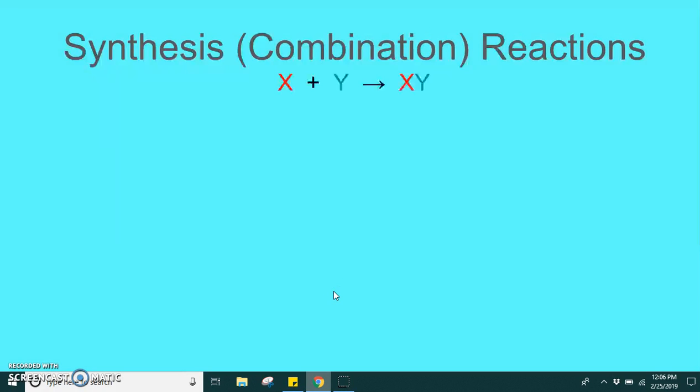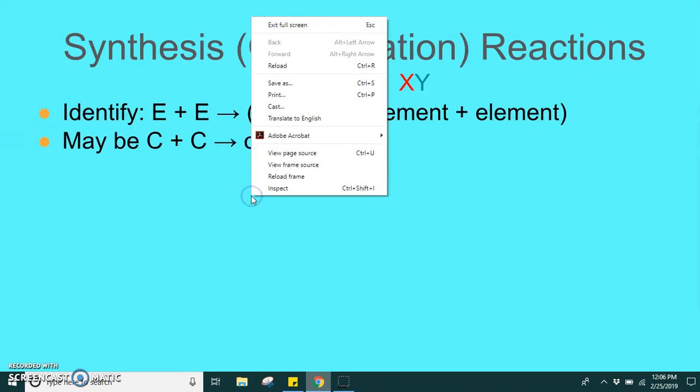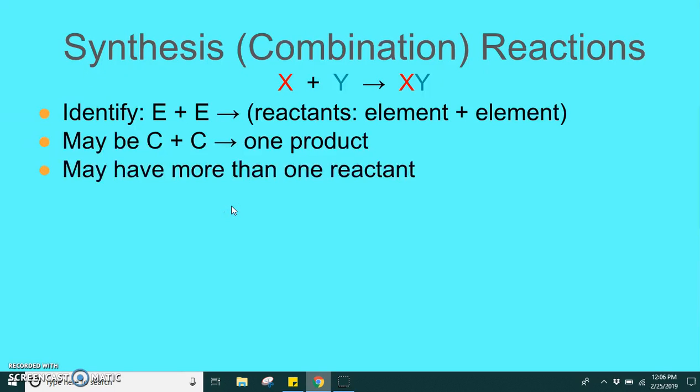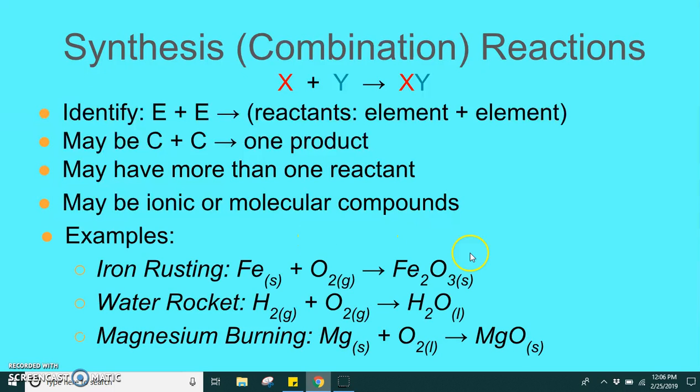Our first one is synthesis, or combination, reactions. The basic reaction is just X plus Y equals the compound XY. You can always identify these because the reactants are going to be elements, and the products are going to be compounds. There may be more than one reactant. Most of the time there's going to be more than one reactant, but there will always be only one product in these reactions.